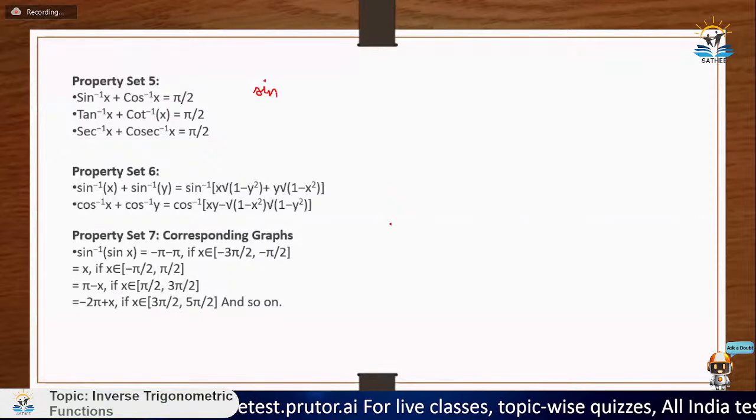Now this is one important thing again. Sum of trigonometric series.